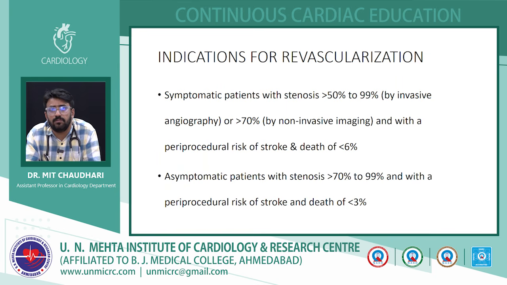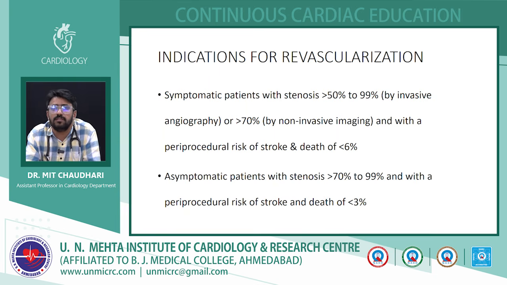The indications for revascularization, either by carotid artery stenting or carotid endarterectomy, are these two. For the symptomatic patient, we take a cutoff of 50% up to 99%. In a totally occluded carotid artery, we generally do not do any intervention. So more than 50% to near total, in such patients who are symptomatic, and where the periprocedural risk of stroke and death during this intervention should be less than 6% for symptomatic patients, and for asymptomatic patients it should be less than 3%.